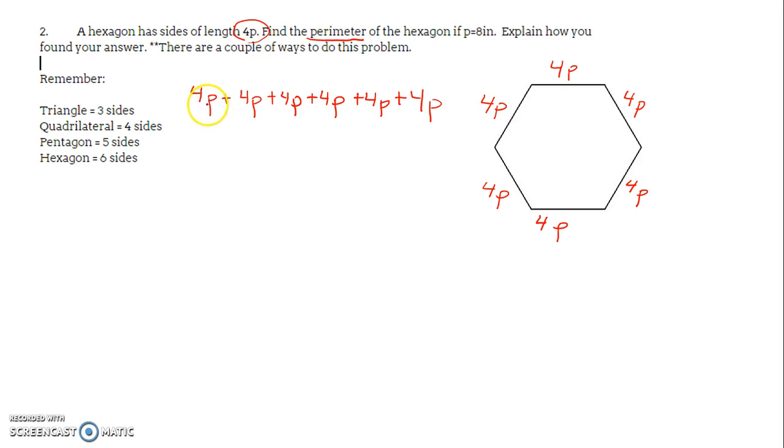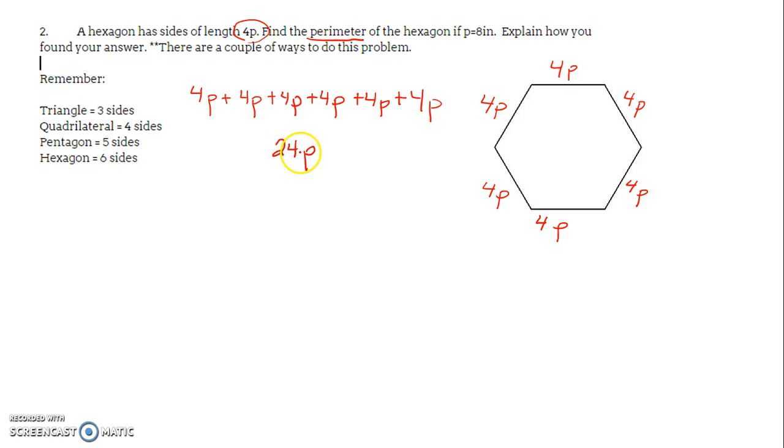And you know with your algebra tiles, the p's just represent those beautiful rectangles. So we have 4 rectangles and 4 more and 4 more and 4 more and 4 more and 4 more. What do we have total? We can just add our coefficients. 4 plus 4 is 8, 4 more is 12, 4 more is 16, 4 more is 20, and 4 more, we must have 24 p's. So the perimeter would be 24p.